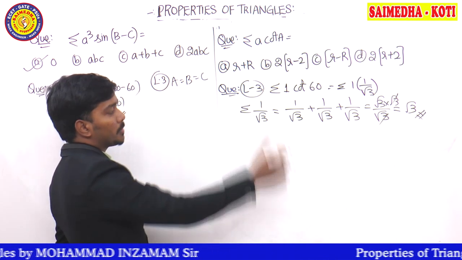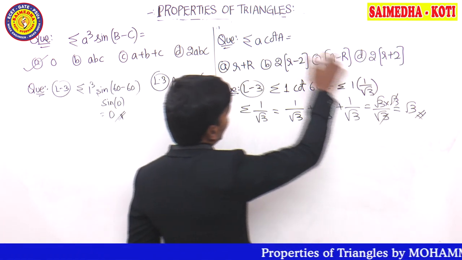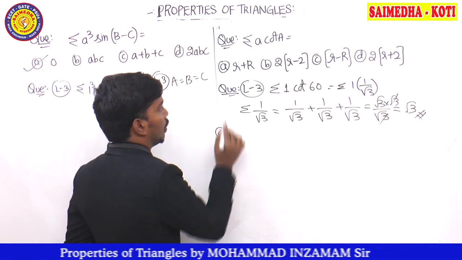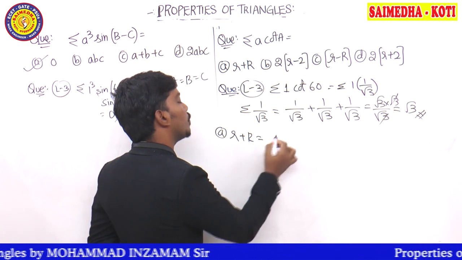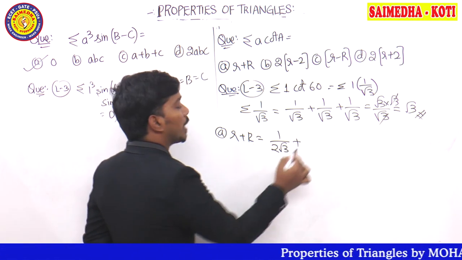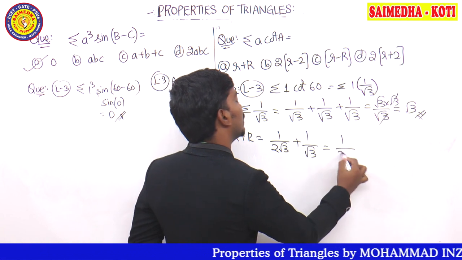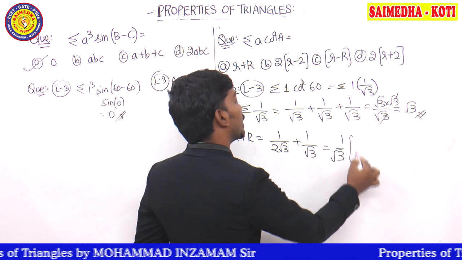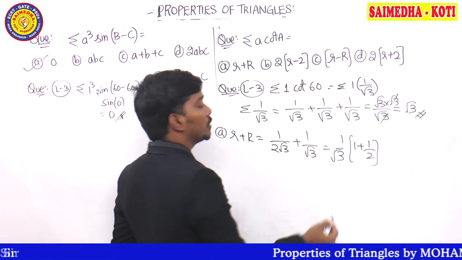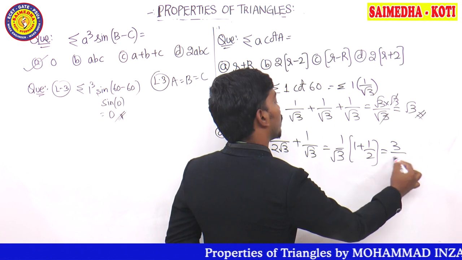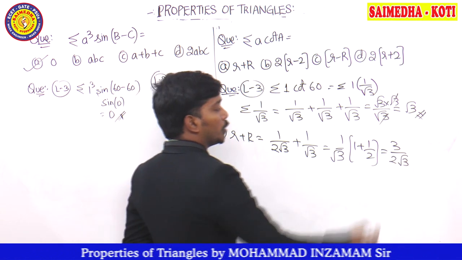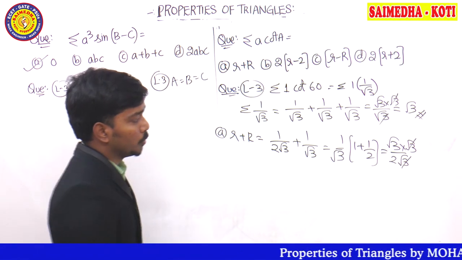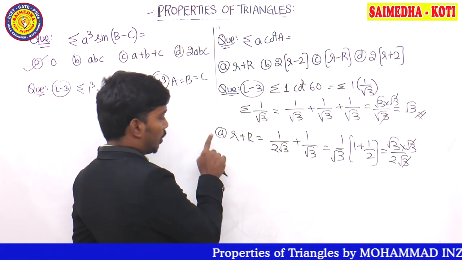Let's find out which of the following options is going to give you the answer root 3. Question is root 3, so the answer must also be root 3. Let's verify option A first of all. Option A is r plus R. What is the value of small r, guys? 1 by 2 root 3. What is the value of capital R? 1 by root 3. It's going to become 1 by root 3 taken common, times 1 plus 1 by 2. 1 plus 1 by 2 is going to become 3 by 2. So this becomes 3 by 2 root 3. In the numerator you can write root 3 into root 3, this root 3 cancels. The answer you have got is root 3 by 2. Root 3 by 2 is the answer for option A.